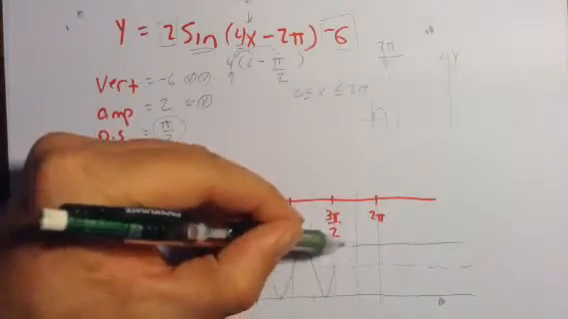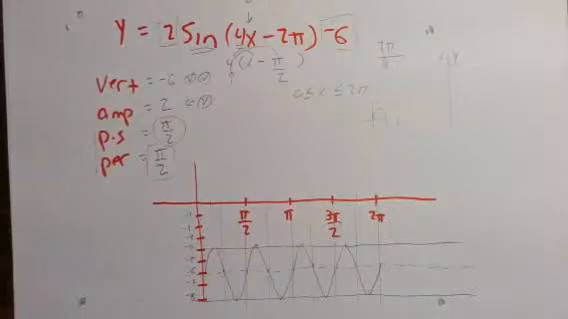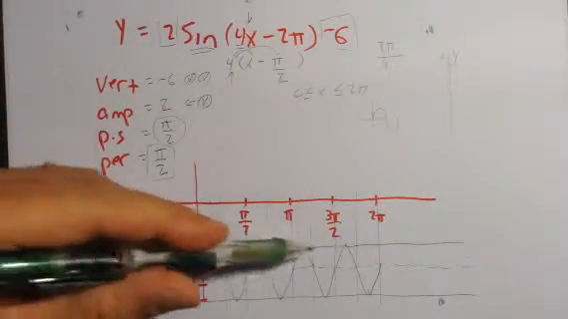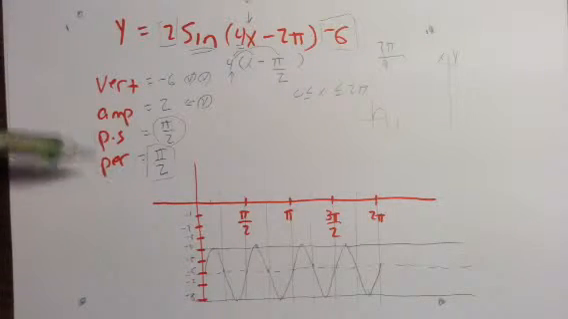Let's see what's happening. Okay. So if you look real quick, 1 hump, 2, 3, 4, and it ends right there. Now that's incorporating both the phase shift and the period and everything right there.